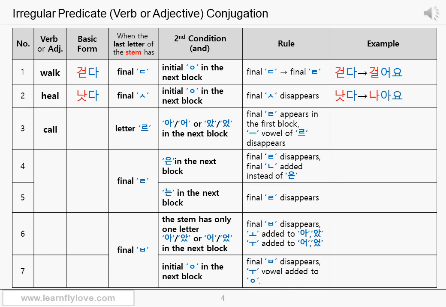Let's see the next one. The verb call. The basic form is 부르다.